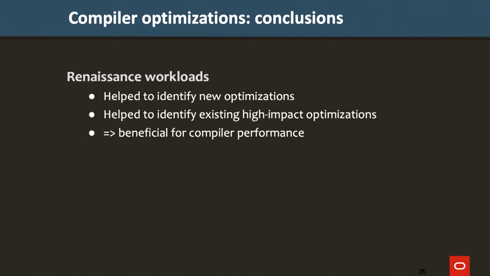OK, then the conclusions about those compiler optimizations are that they help to identify new optimizations, new code patterns that could be optimized further. And we could also identify high-impact optimizations that were already present in the compiler. So we can see that it's critical to have good benchmarks for a compiler team, because we can increase the compiler performance for everyone.